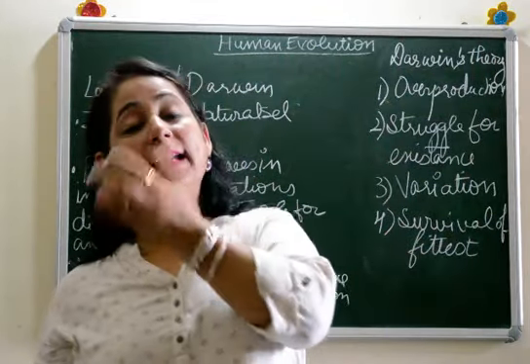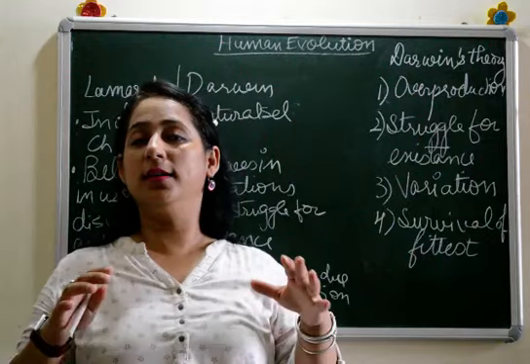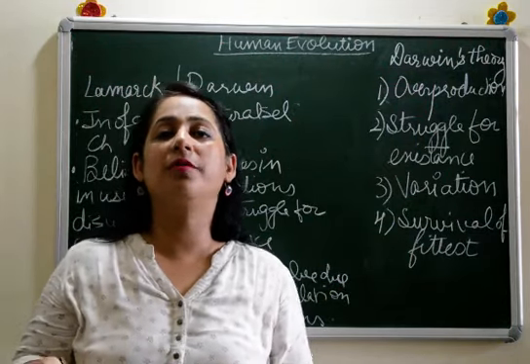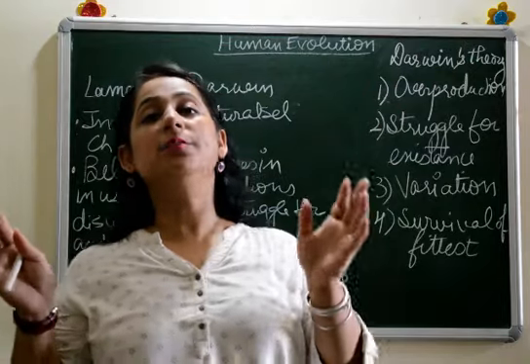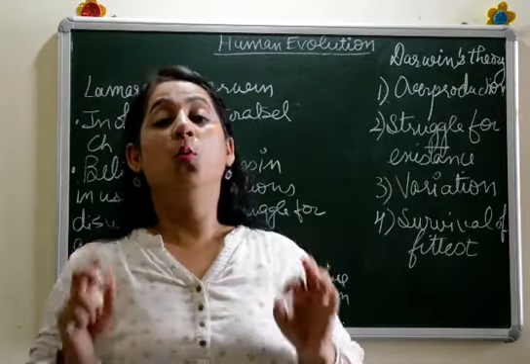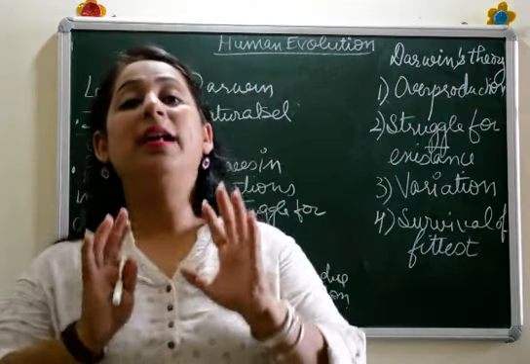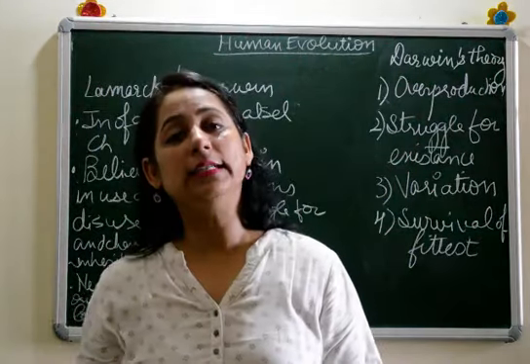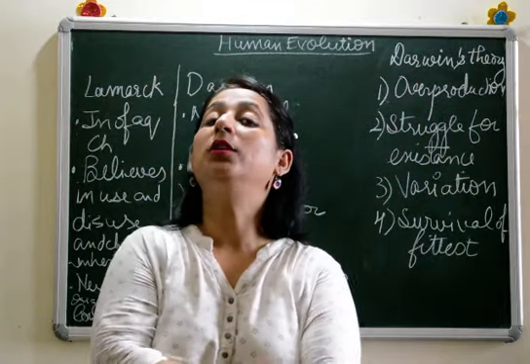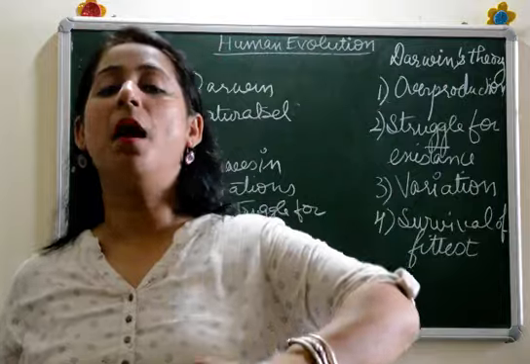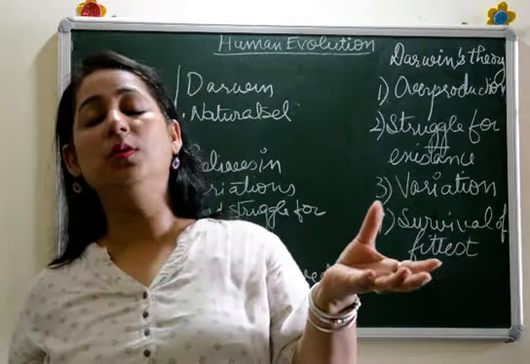These formed the basis of Darwin's theory of natural selection, that the organisms which have characters that enable them to survive in a particular environment were selected and the others were discarded. This was all about Darwin's theory. Now in this same video I will give you the difference between Lamarck's views and Darwin's views.